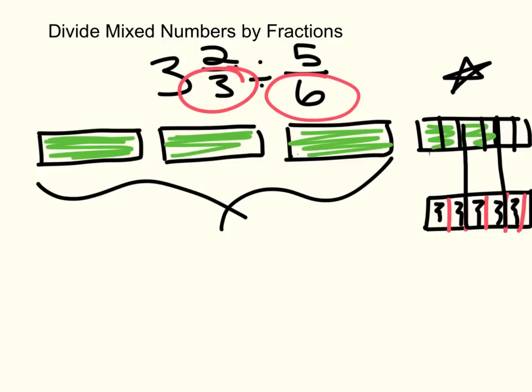That also means that I can do that here. 1, 2, 3, 4, 5, 6. Once I get them all into 6, now that piece doesn't matter. All I'm looking for is how many groups of 5 can I make?